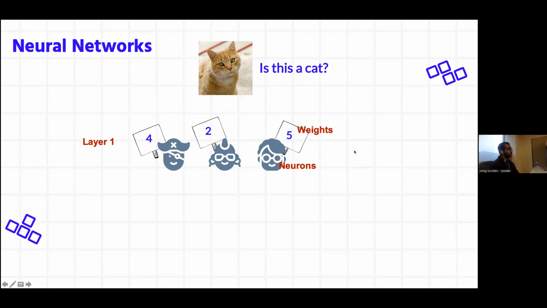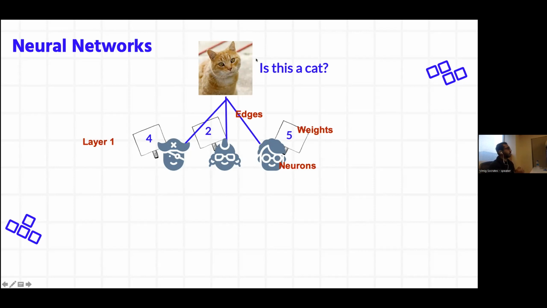These numbers are called weights. So each neuron will have its own weight. And we can combine all of these together, and we can add them and subtract them and multiply them together along these things called edges to decide whether or not this is a cat. They'll all work together and basically we'll take an average over these to figure out whether or not this is a cat.